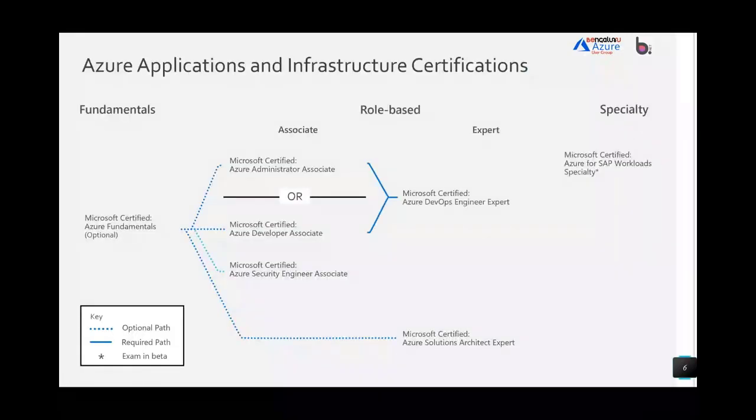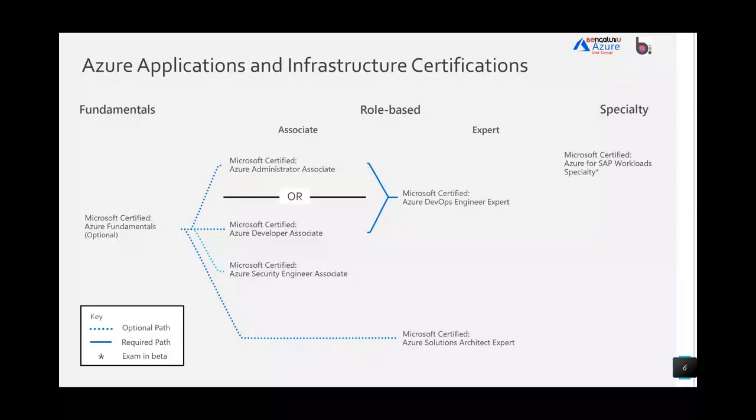Now let us take a look at this Azure applications and infrastructure certifications overview. So this is the current structure. First of all, you can see on the left-hand side, AZ-900 is the fundamental one. And there are a few associate level certifications, such as Microsoft Certified Azure Administrator Associate, or Microsoft Certified Azure Developer Associate, or Microsoft Certified Azure Security Engineer Associate, right?